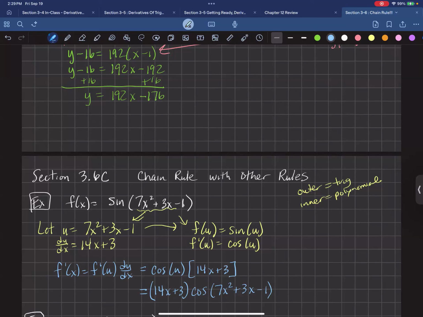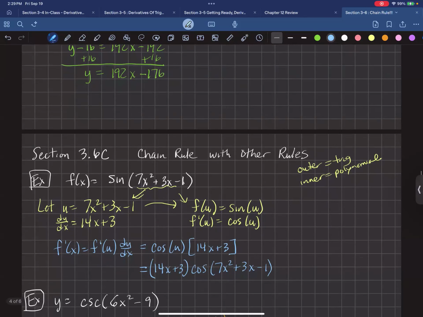And I just put the 14x plus 3 in the front, so there was no confusing that it might be part of the cosine, because it's not. It's outside the cosine. Okay? Let's give you guys one to try. Why don't you try y equals cosecant of 6x squared minus 9?